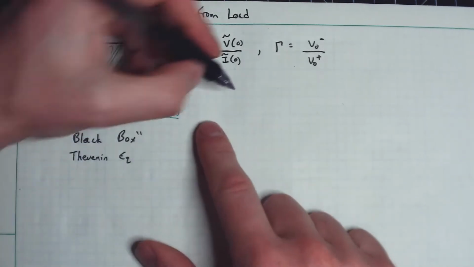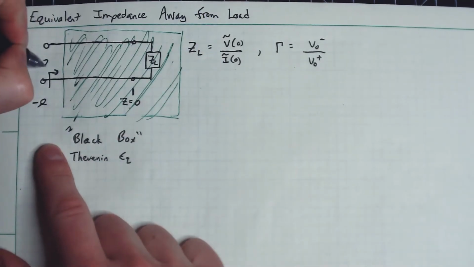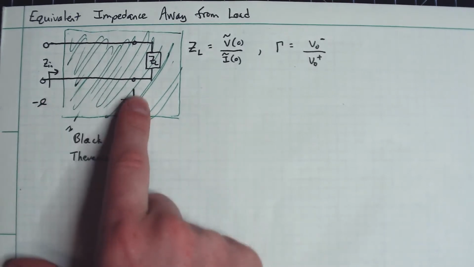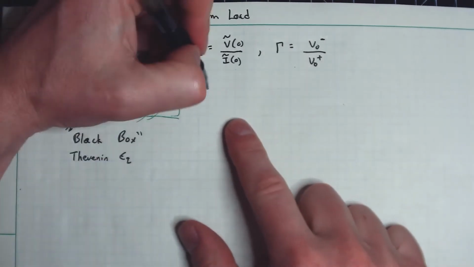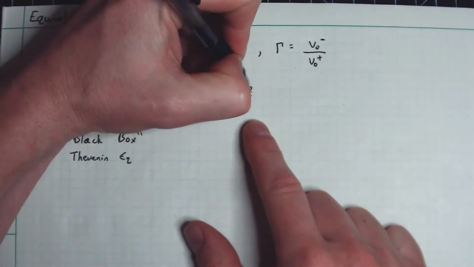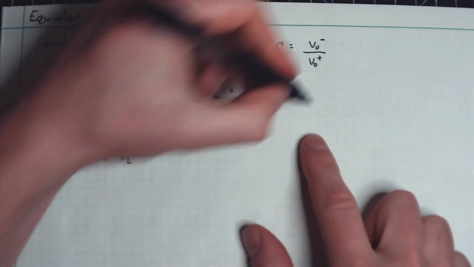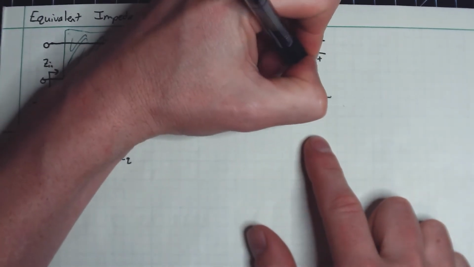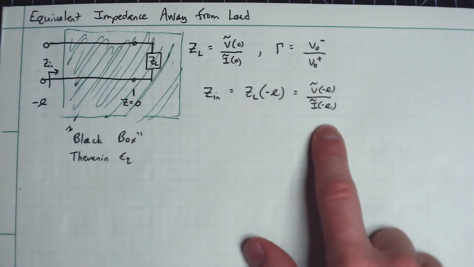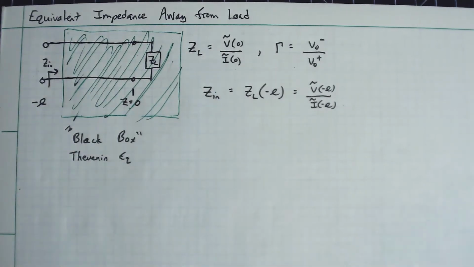So in this sense, it's useful to define this notion of what we call an input impedance, right? The equivalent input impedance looking down these terminals of this little black box here. So I'm going to define my input impedance as my load impedance evaluated at negative L, which will simply be V tilde at negative L divided by I tilde evaluated at negative L. So that's the definition of my new impedance at this point here.